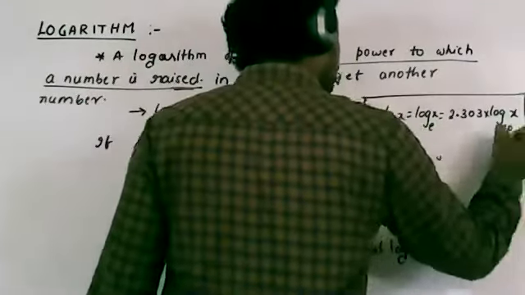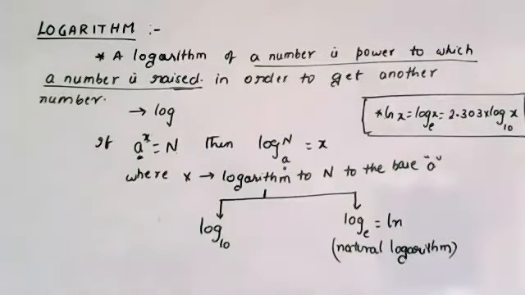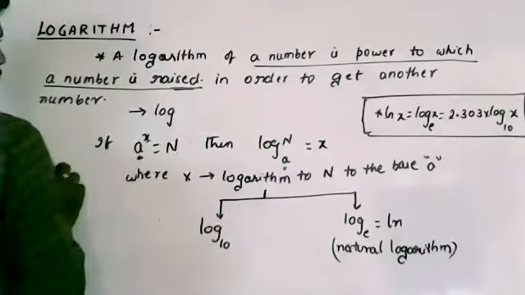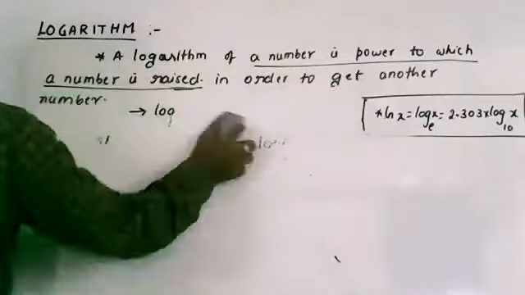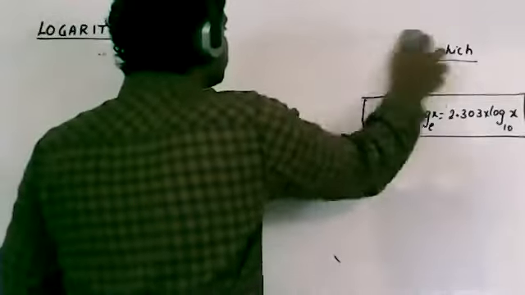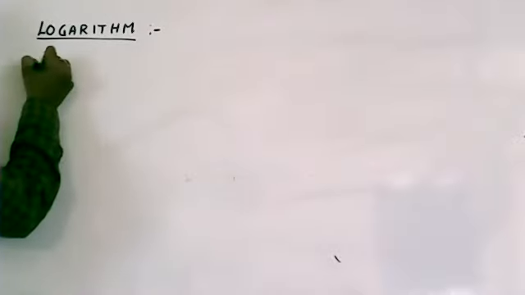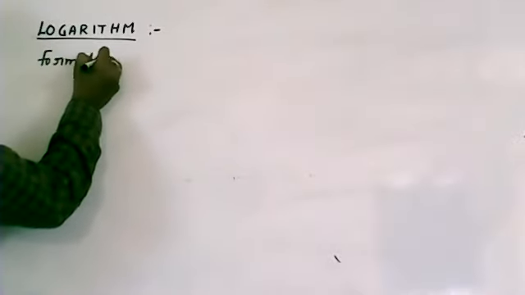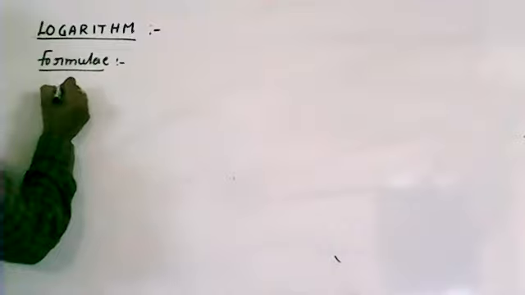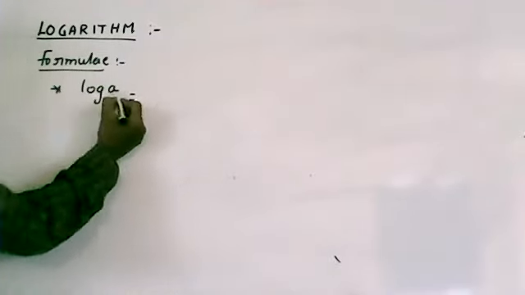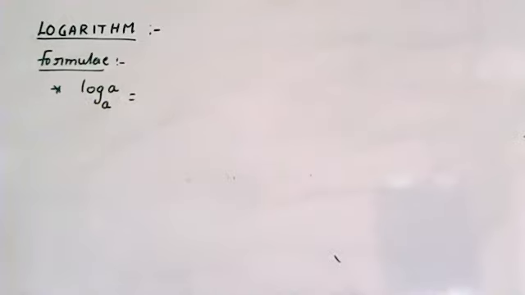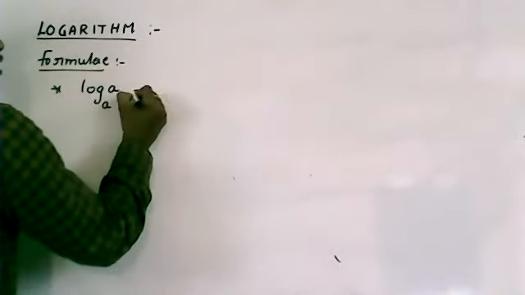Now I'll give some formulas from logarithms, which are very important in physics derivations. Now the first formula is log a to the base a. Remember, if the number as well as the base are both the same, its value is 1. So log a to the base a is 1.